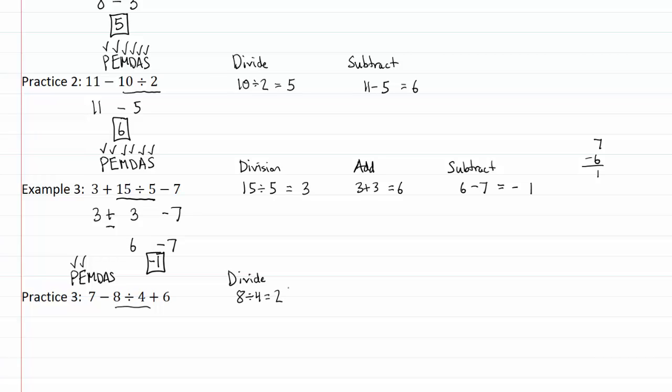is 2. So now I'm going to rewrite the expression, but instead of 8 divided by 4, I'm going to have the 2 there. So I've got 7 minus 2 plus 6. So I'm just simplifying in the answer for what I've done.